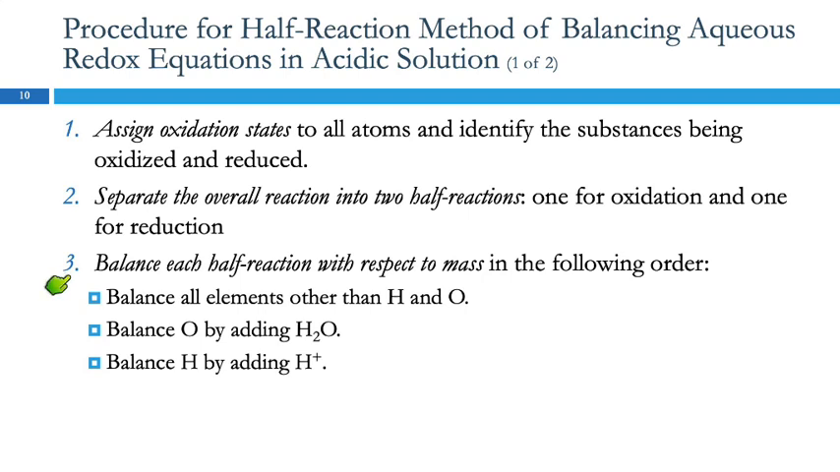Then you're going to balance each half reaction, first with respect to mass. So that's with element, the number of atoms of each kind of element, right? So the first thing you do is you balance everything but hydrogen and oxygen. Then you balance oxygen by adding H2O. And finally, you balance the hydrogen by adding H+.